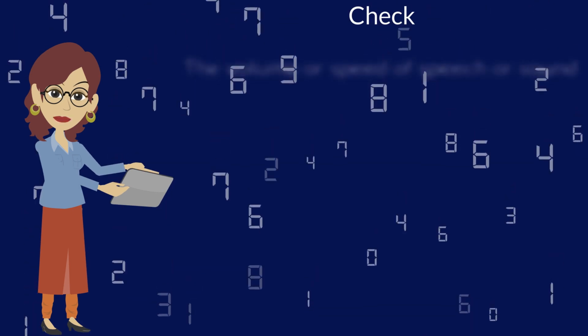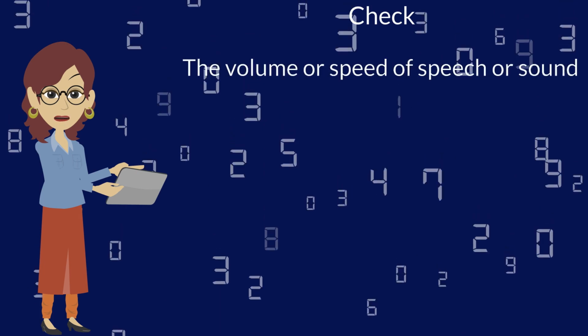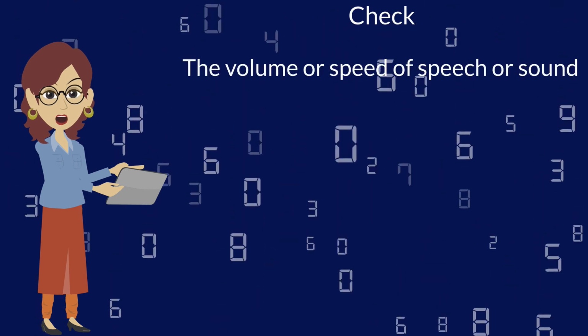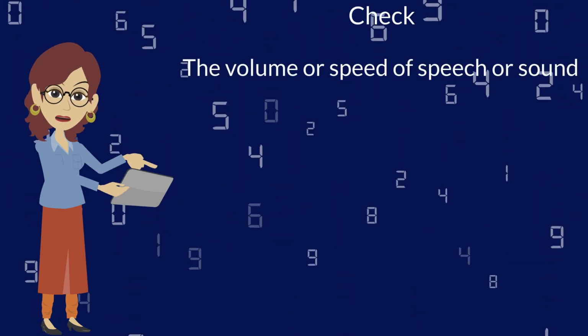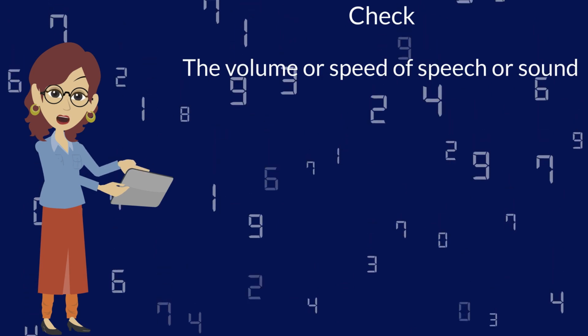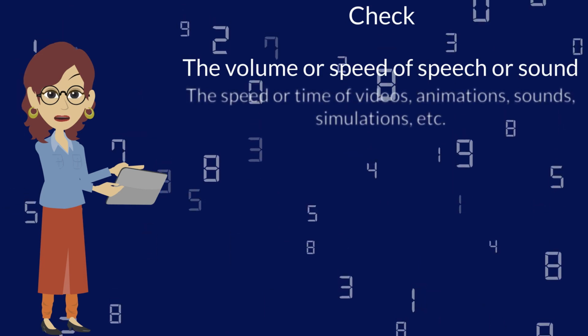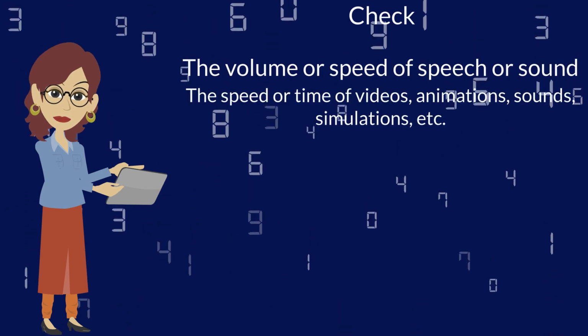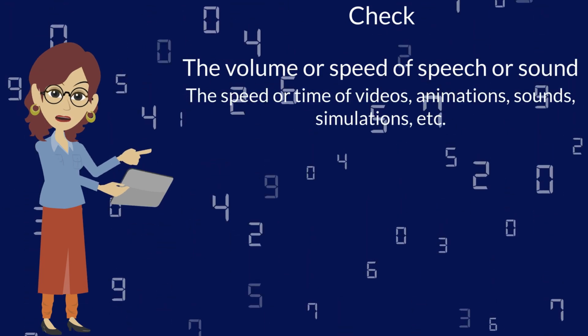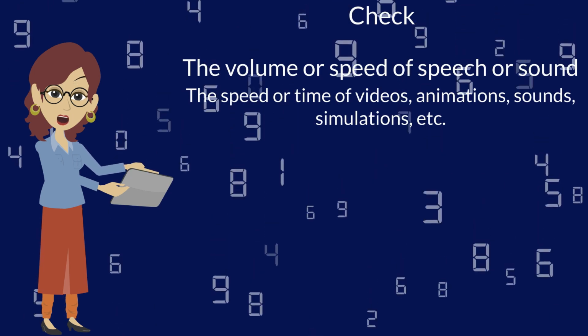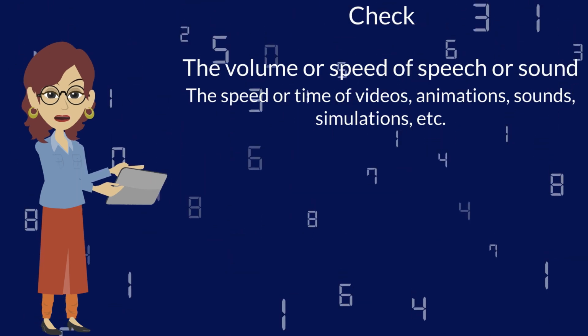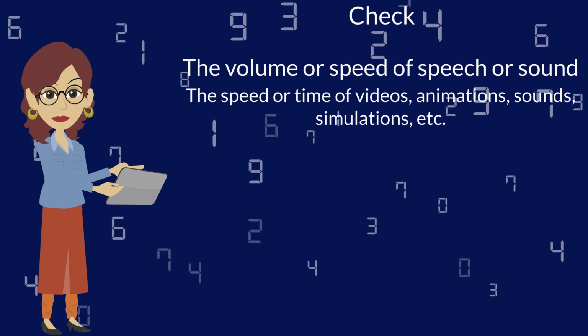The volume, the speed of speech or sound, the student must be able to adjust this speed and the other parameters. We can do it too, that is, by not speaking too fast. However, we must give the student the opportunity to adjust the speed of the speech, the speed or the time of the video. The same goes for simulations, animations, and audiovisual material of all kinds.